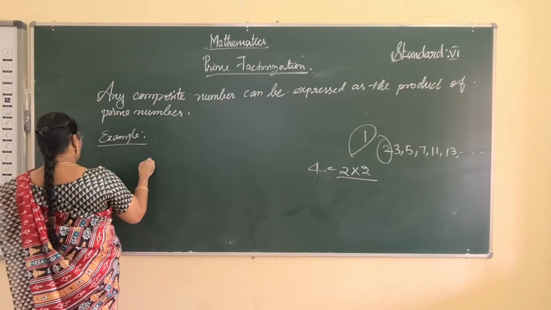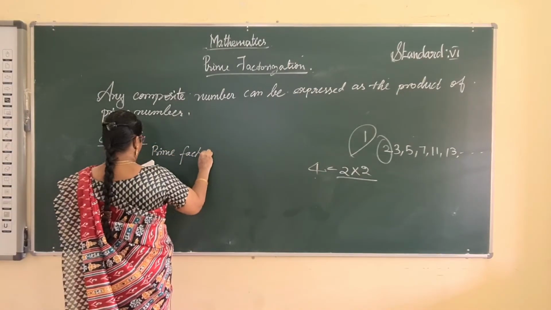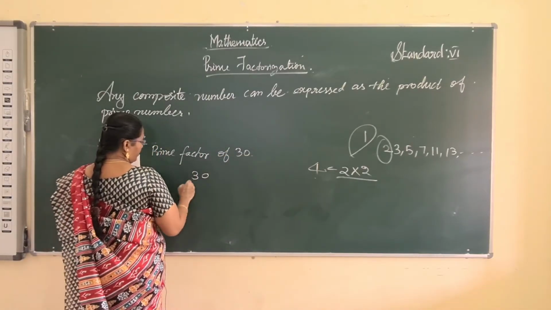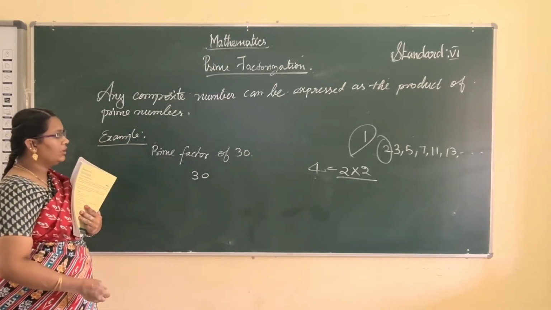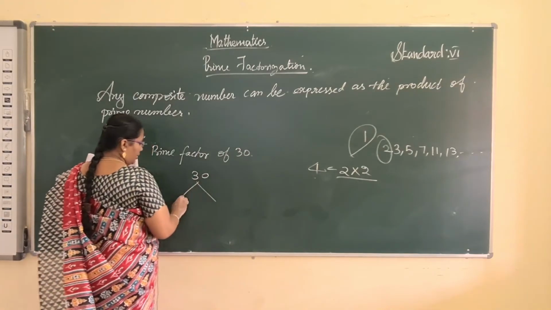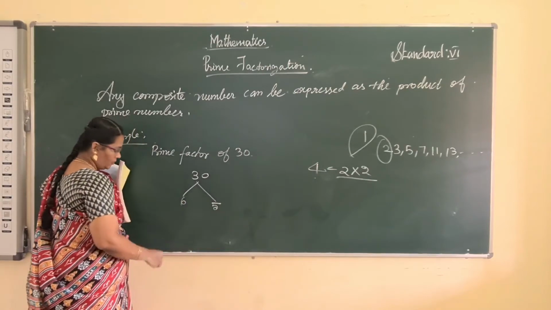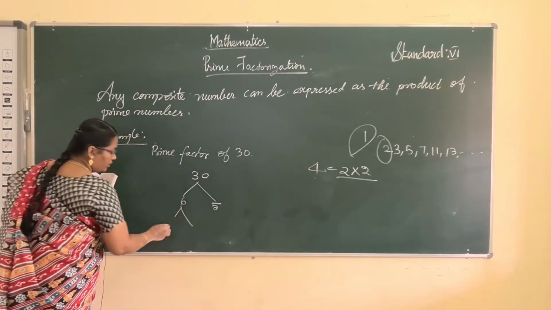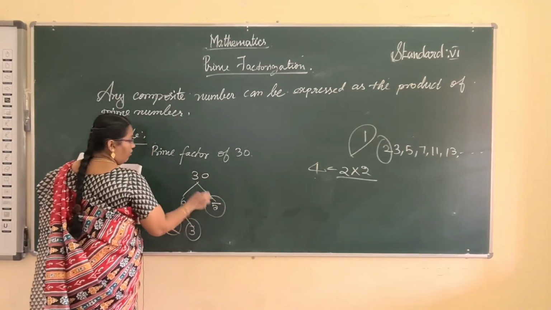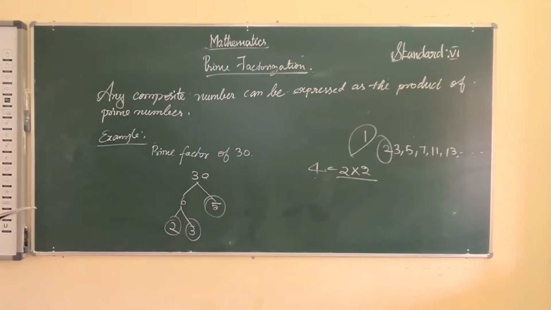Let us consider the prime factors of 30. What are the factors of 30? You learned in lower classes that 6 fives are 30, 2 threes are 6. Here 2, 3, 5 are the factors of 30.